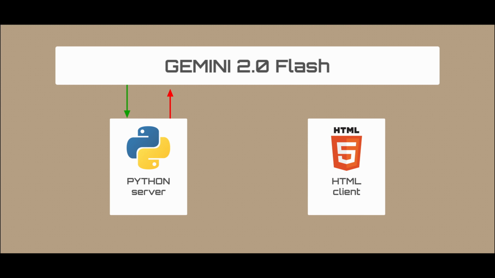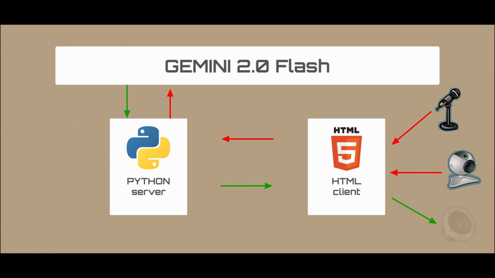Next, we need a client application, so we can stream some audio as well as a webcam for live video feed straight into the model. Now, just for laughs, we'll also ask for a response from the model using its speech output. All right, simple enough. So let's take a look at the Python server first and then the client after that.